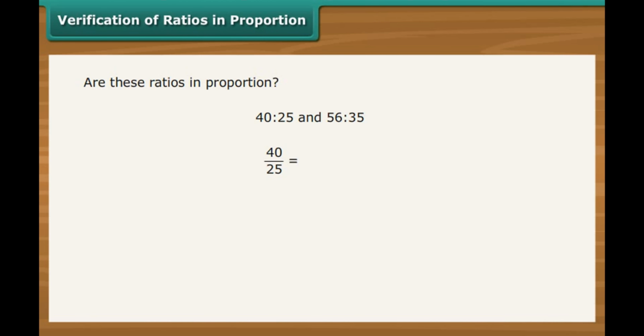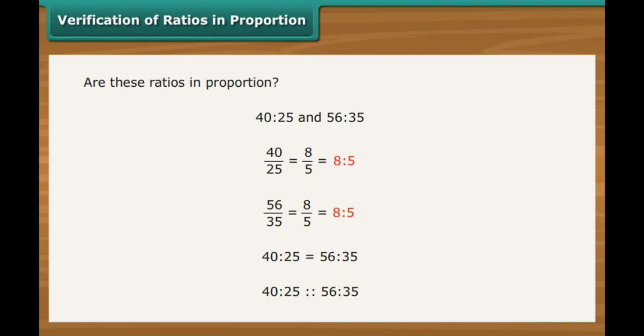40/25 is same as 8/5, that is 8:5. 56/35 is same as 8/5, that is 8:5. Therefore, 40:25 is equal to 56:35. In other words, 40:25 as 56:35.